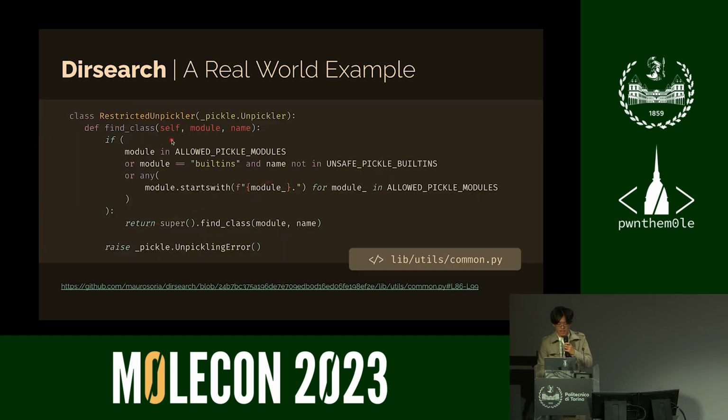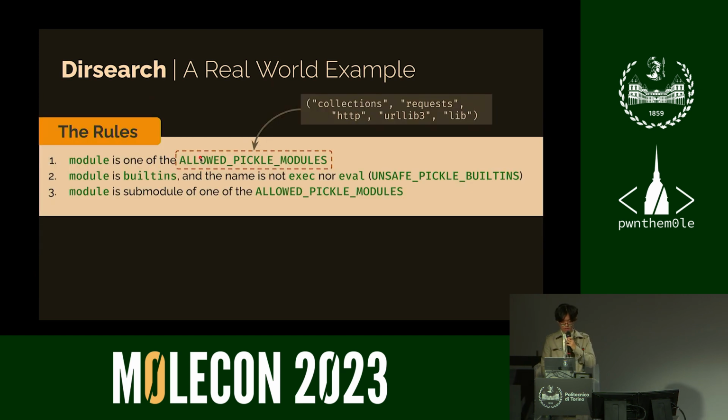And here is the restricted unpickler in the search tool here. It's a little bit hard to read the code, so let's take a look at the rules. The rule is actually that the module should be one of the allowed Pico modules. And here are the allowed Pico modules.